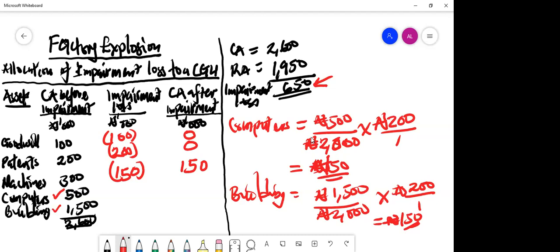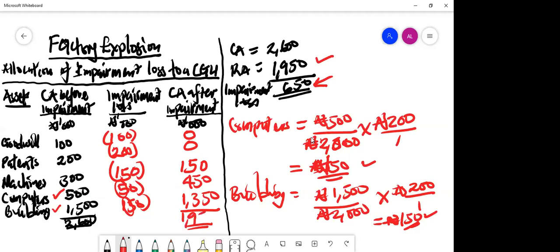I'm just using my head up and down. Times 200. Yes, it's correct. So this is 50 and this is 150. So I will now come here. For computers, you are going to 850, and that one is circling itself. Here I'll say 150. So when I come here, I will have 450, and when I come here, I will have 1,350. If I add this up, it must give me this recoverable amount, which should be 1,950. If I add this up as well, it must give me this impairment loss, which is 650. That one is just closing there.